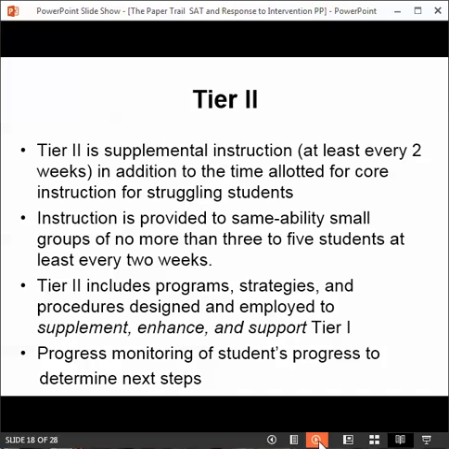And it's progress monitored. You always have to monitor the progress so you know whether the intervention is working or not working, to determine whether the student needs to go to the next step or whether they're doing all right and they can be put back into the regular class, without the supplemental instruction.